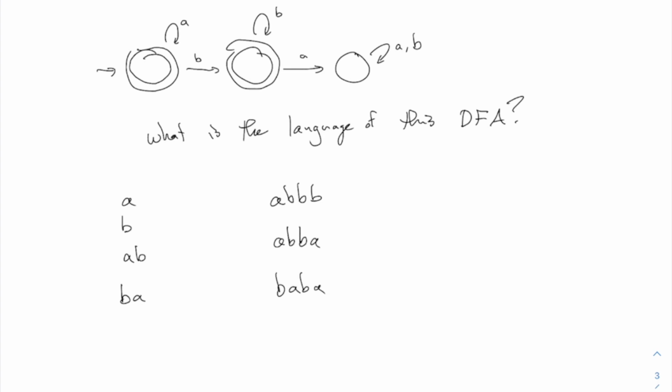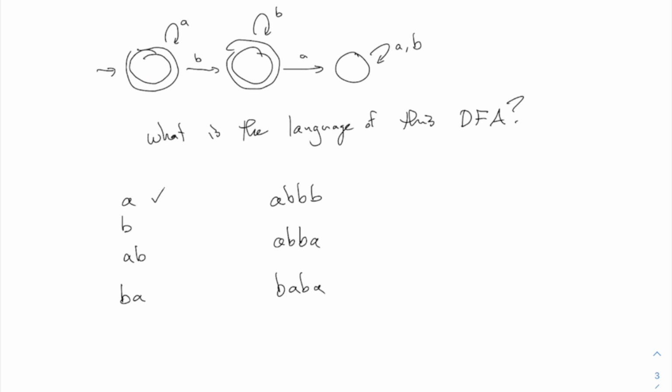How about these? Let's just check for each one of these. Is it accepted or rejected? The way to do it is you always start here, and then you jump around in the diagram according to what the string says. So A by itself, I start here, I do A. It is accepted, right? So that is accepted. I'll just put a little check next to it.